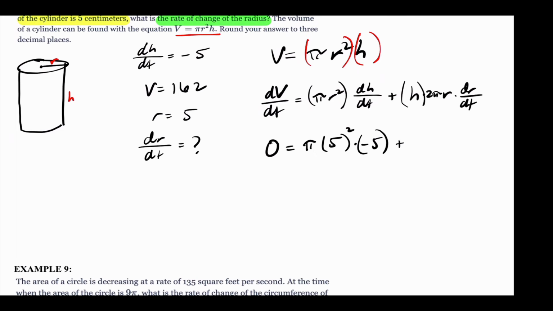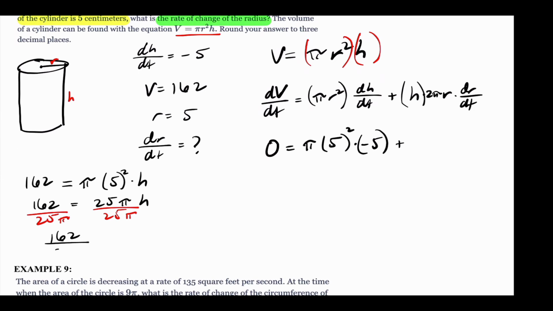Okay. All right, so volume, I know the volume, 162. Pi times r squared, 5 squared, times h. So that's 162 equals 25 pi times h. Divide by 25 pi. I get 162 over 25 pi. Don't change that to a decimal. Why should I not change that to a decimal? It said round. Why should I not change that to a decimal?